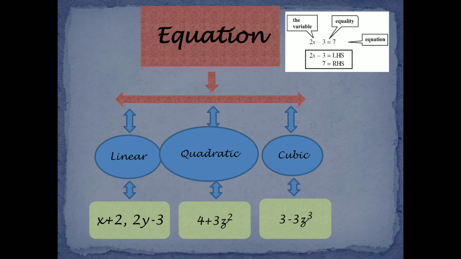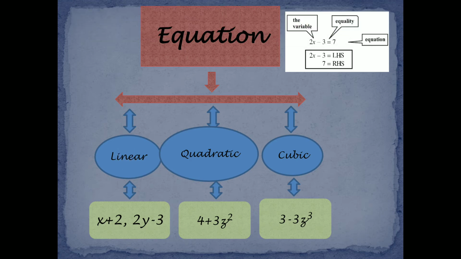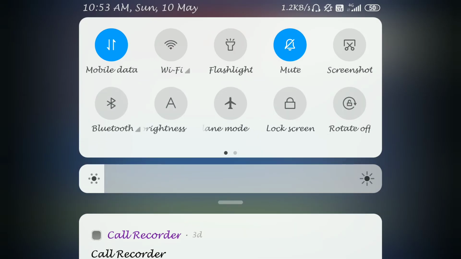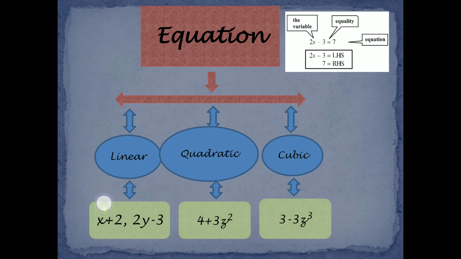Now equations are categorized into three. Okay, first one is linear, quadratic and cubic. Now see here, we have already studied about these. But in this chapter we will only need linear equation. So now let's talk about what linear equation is. Any equation which has power or degree of polynomial, or you can say degree of algebraic expression, to be 1. The power is 1 here.